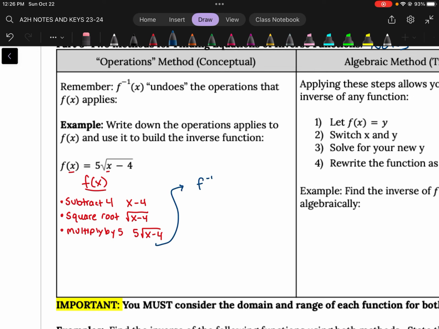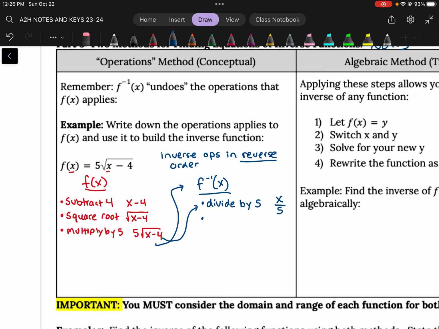So when you do the inverse, we need to do inverse operations in reverse order. Okay, so the last thing I did for f of x was multiply by 5. That becomes the first thing I do for the inverse. But instead of multiplying, I'm going to divide by 5. Right? So I have an x, my input, divide by 5.